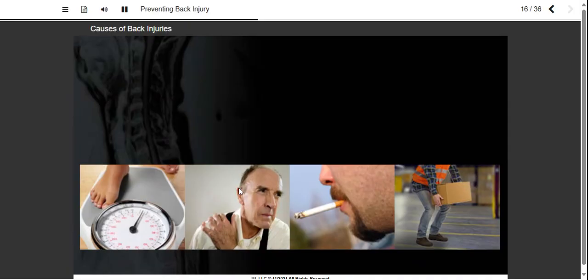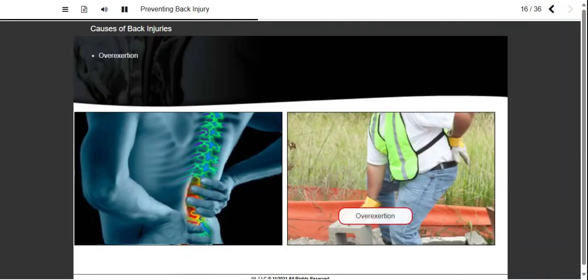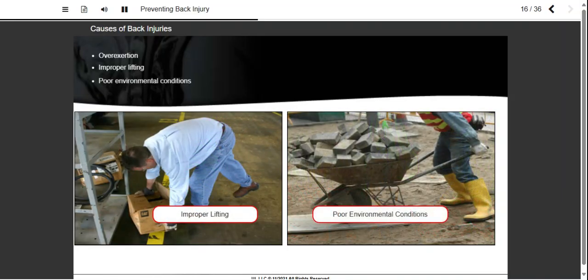The risk factors we've just examined can all increase your likelihood of suffering a back injury. But there are other more direct causes of back injuries. Identifying and understanding these causes can be your best defense in preventing injury. Most back injuries result from overexertion, improper lifting, or poor environmental conditions. So, let's examine these common causes in more detail.